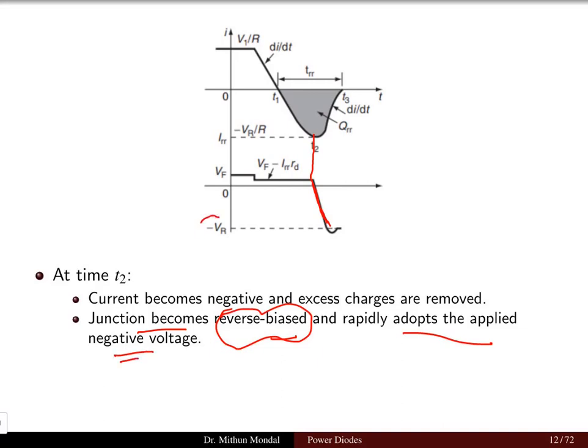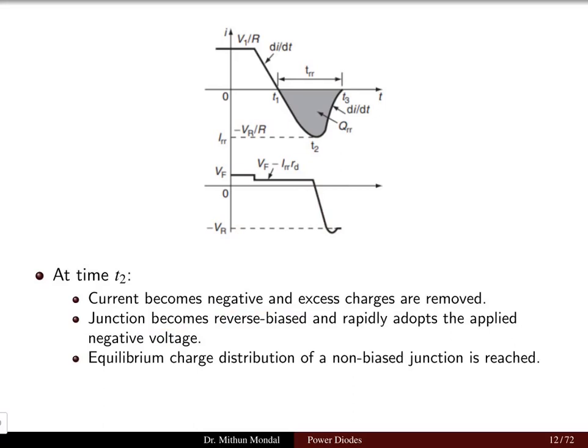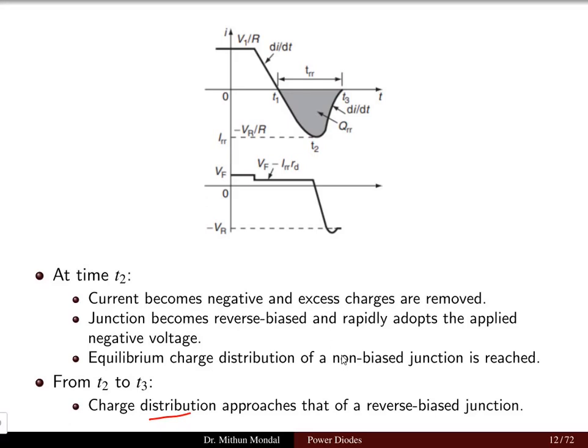So you are applying a negative voltage in the diode. Equilibrium charge distribution of a non-biased junction is reached. So you have reached equilibrium charge distribution when the bias is changed from forward bias to reverse bias. Now this time zone T2 to T3, if we talk about, there the charge distribution approaches that of a reverse bias junction.